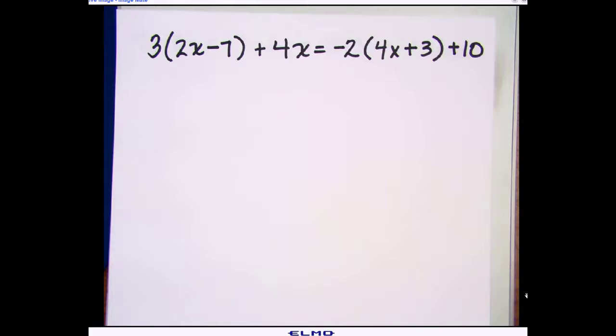Hi, in this video we are going to solve a few more equations and talk about some special cases, and then we're also going to talk about how we classify an equation.